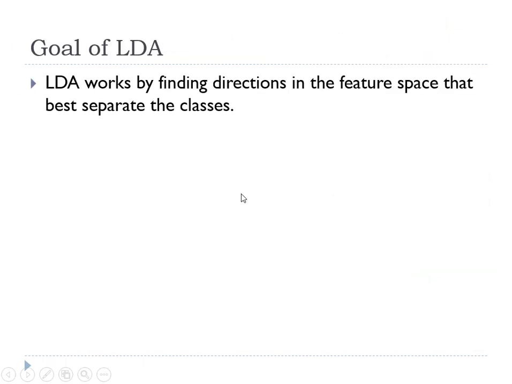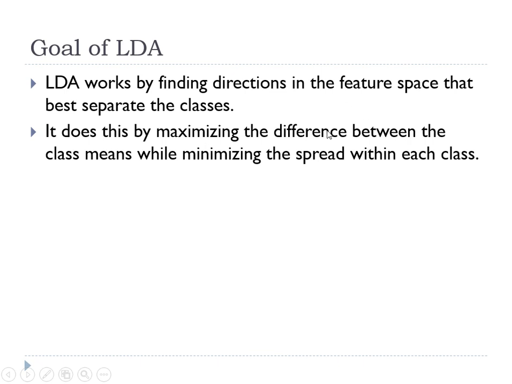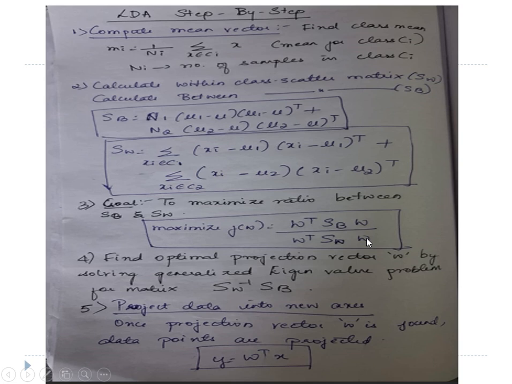So the goal of LDA is to what? To find directions in the feature space that best separate the classes, and also maximize the difference between the classes while minimizing the spread within the class. So we are maximizing the difference between the classes, still ensuring the spread within the class is not big.